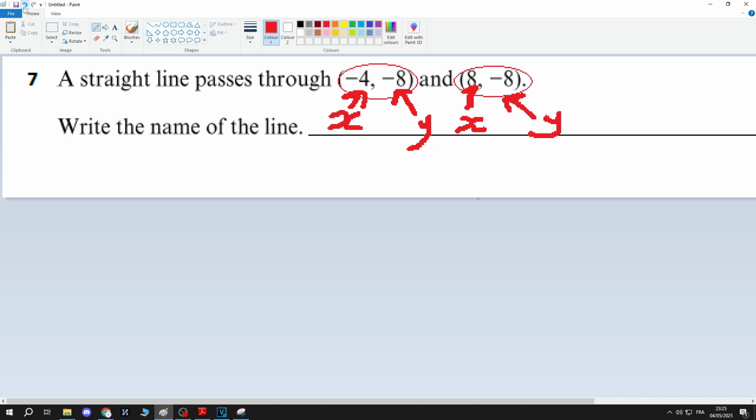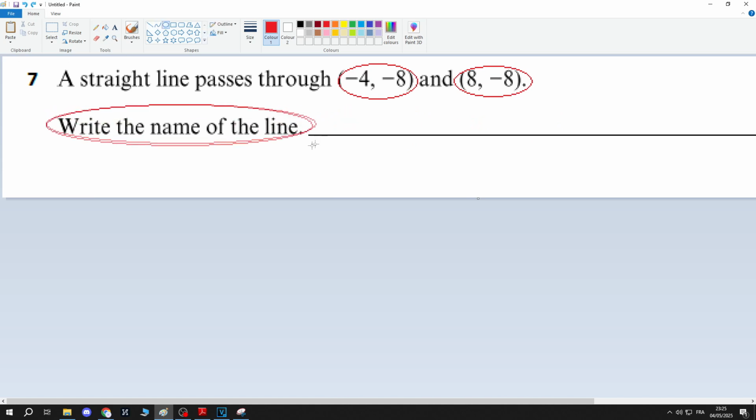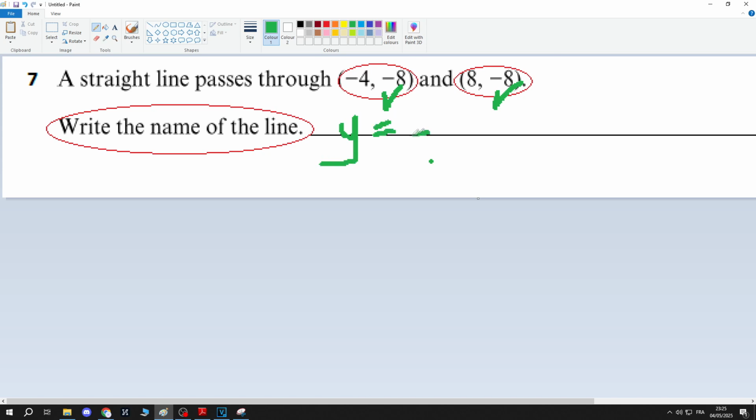Now, I do not really need to draw a graph to write the name of the line, which is the question. All I need is to look at the coordinates of both points. And do they have something in common? Well, yes, because at y, they are both at -8. So we will assume that the line passing through the points -4, -8 and 8, -8 has an equation of y equals -8. And we're done.